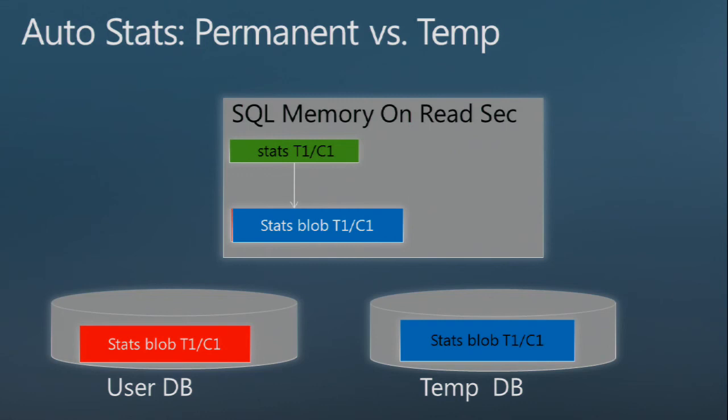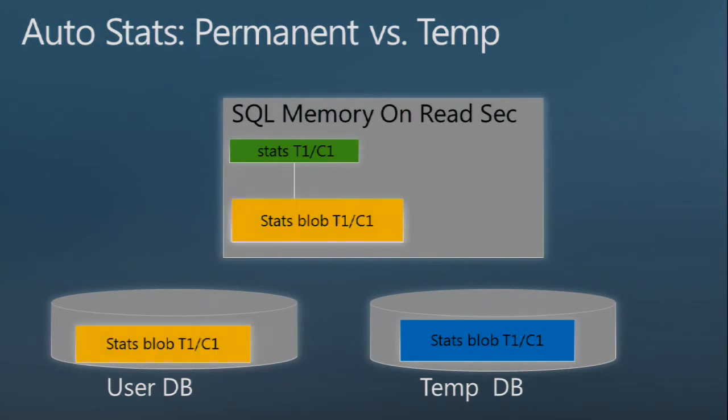Now let's say I run the same query on the primary. When I run the same query on the primary node, it only knows about the red stats. It does not know about the blue stat because the blue stat was created on the secondary and that is only visible to the secondary. So it creates new stats when I run the same query on the primary replica, and I'm showing that stat as the yellow stats.